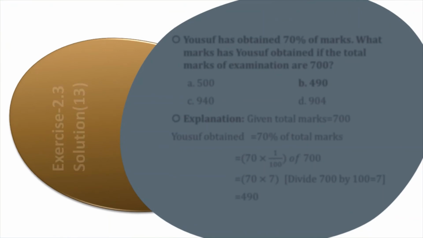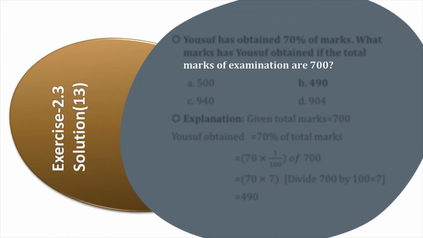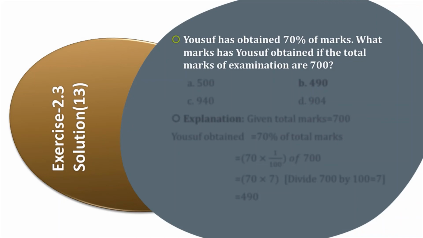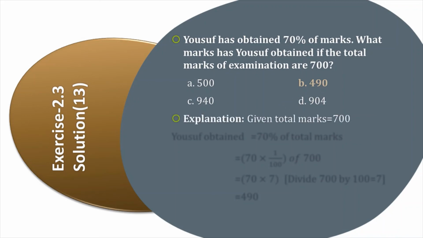Solution number 13. Yusuf has obtained 70% of marks. What marks has Yusuf obtained if the total marks of the examination are 700? The options are 500, 490, 940, 904. As you can see, the marked part 490 is our desired answer. So let us see the explanation of how we get this answer.